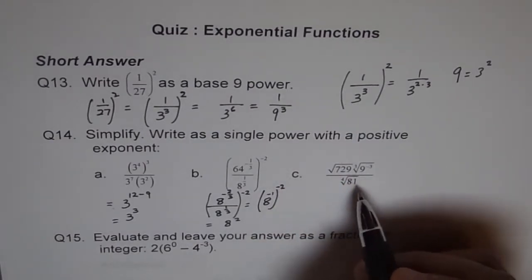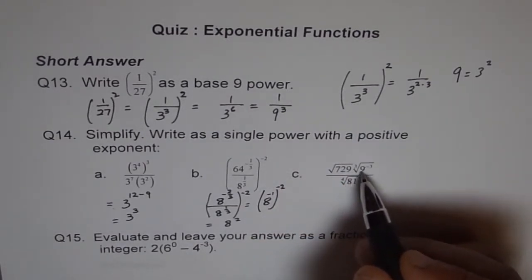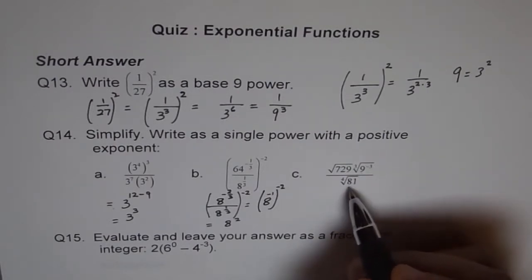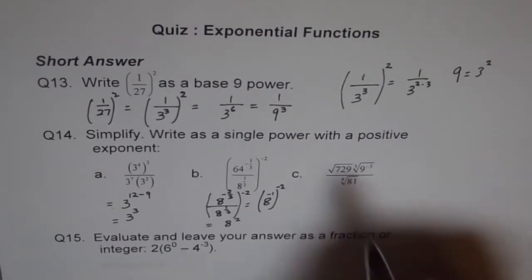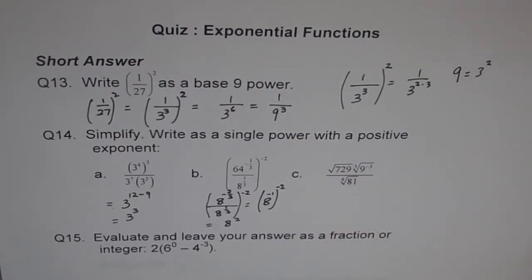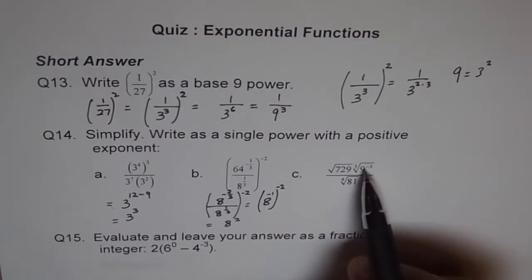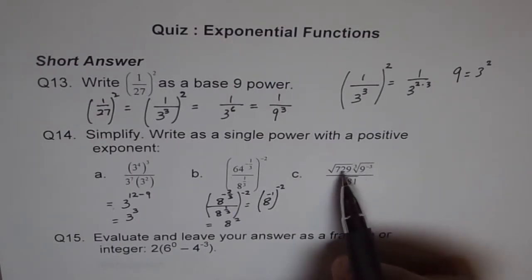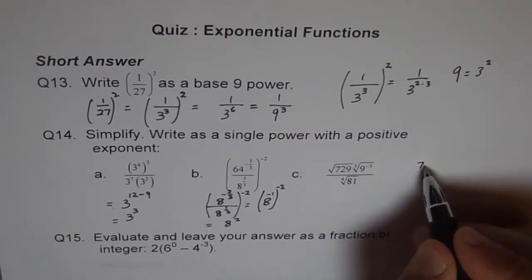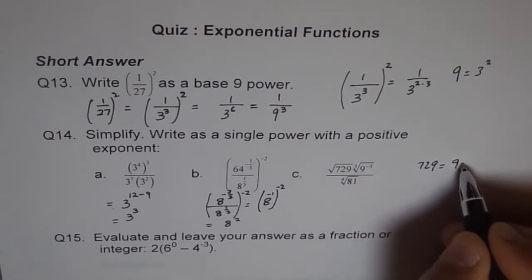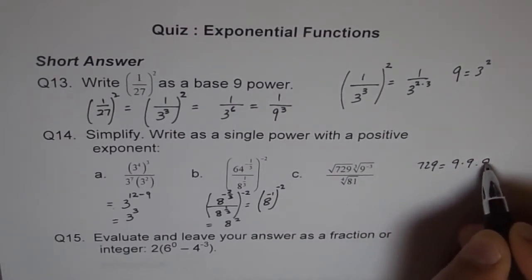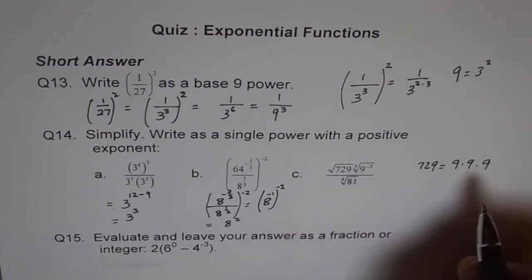Now this one. Now here, these are in terms of 9. We know 81 is 9 squared. We need to check what power of 9 we get 729. So 9 times 1 is 9 and 9 times 8 is 72. So it is 9 to the power of 3, right? Which is 729, correct? 9 times 9 is 81 times 9, so it gives you 729.